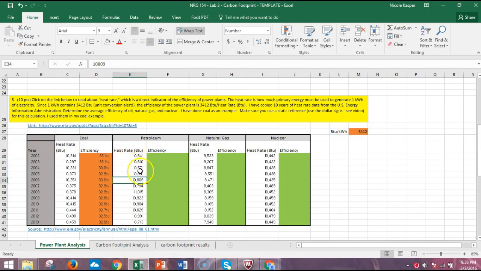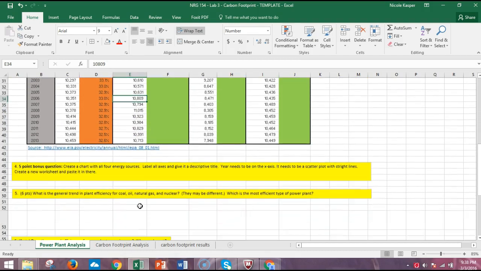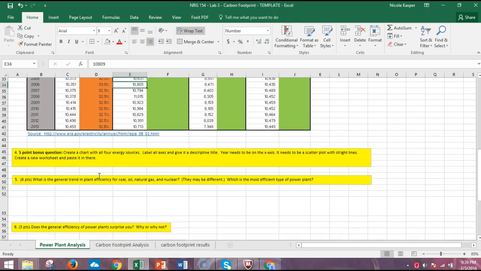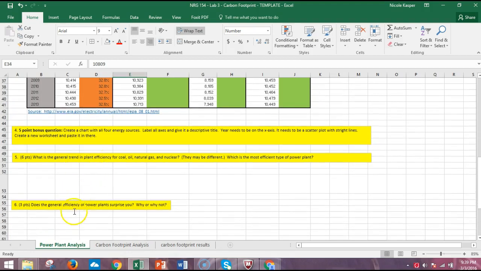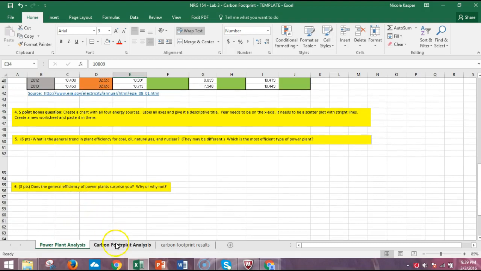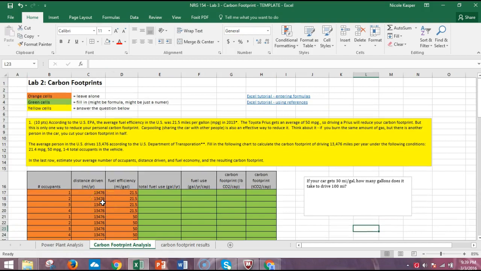And you'll notice these are all real numbers too. These are the actual numbers. And then there's an optional bonus question here about creating a chart. Since this is a bonus question, I'll try to post a video of how to create a chart. But in the meantime, you can give it a shot, and there are some tutorial videos out there on YouTube. And these are just questions that you're going to ask just to kind of reflect on the data. Okay, so this is your power plant analysis worksheet, and here's your carbon footprint analysis worksheet.